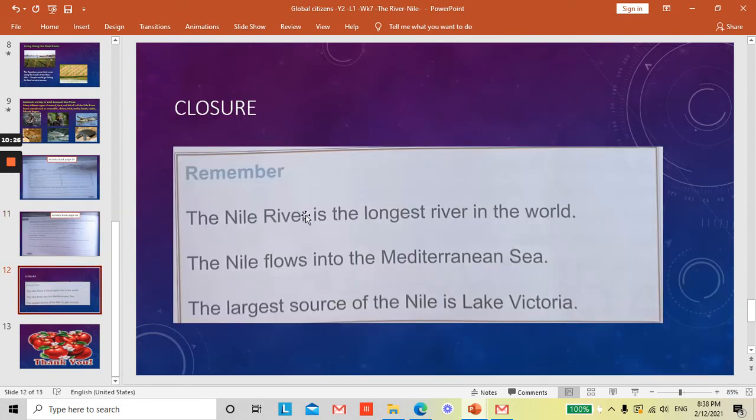So remember, the Nile River is the longest river in the world. The Nile flows into the Mediterranean Sea. The largest source of the Nile is Lake Victoria.